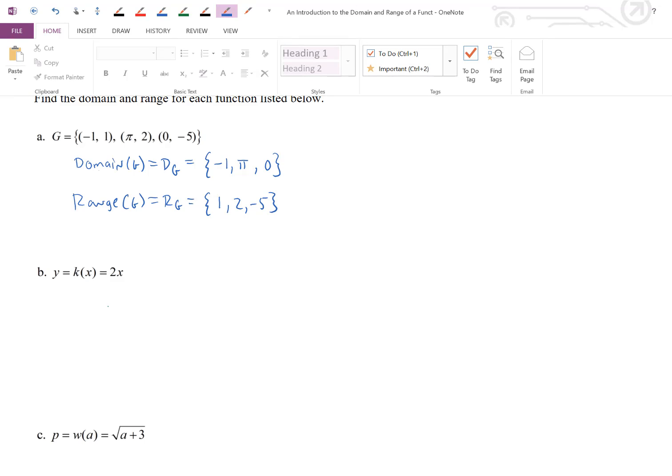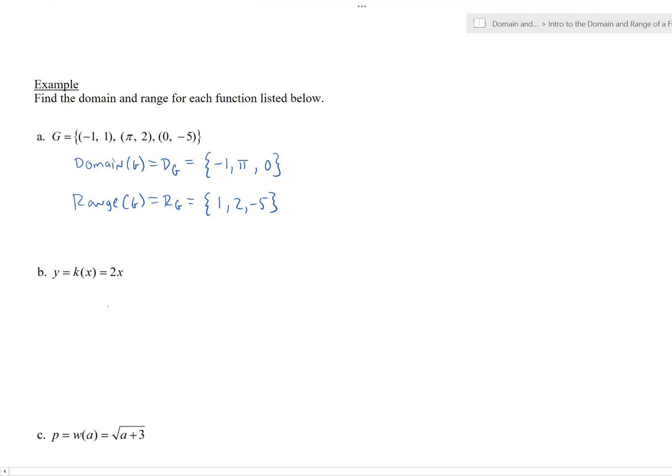We'll switch colors real quick. Okay, now in parts B and C, we actually have symbolic representations of functions given to us, so we're going to have to think a little bit. And moving forward, I should say that for all of our functions, we assume that they are real valued functions.